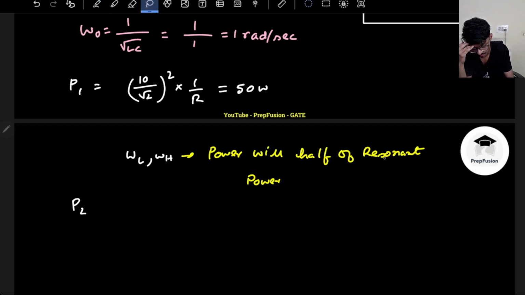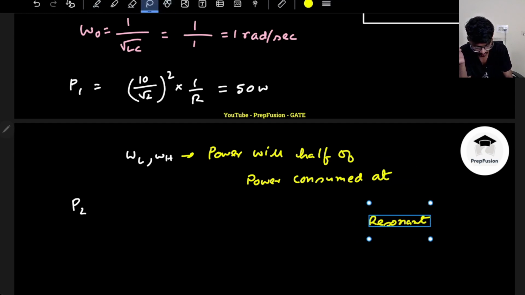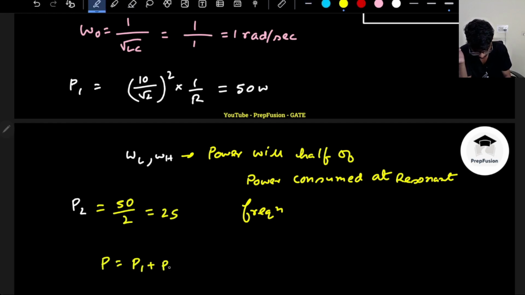Power will be half of the power consumed at resonant frequency. So what is the power consumed at resonant frequency? 50 watts. So what you will do, you will write here 50 divided by 2 because it is a half power point, and it will be 25, and ultimately your power will be P1 plus P2, that is 50 plus 25, that is 75, and you will be totally wrong.